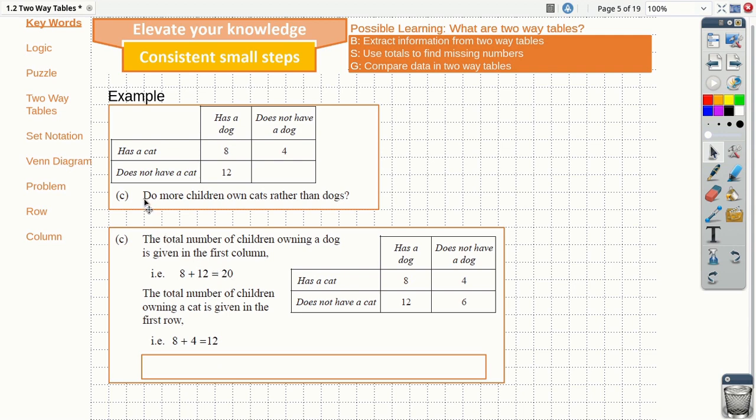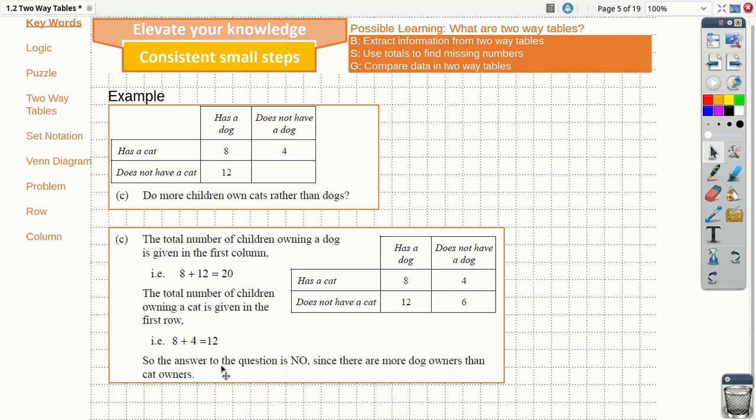So let's just come back and remind ourselves. Do more children own cats rather than dogs? So is this number bigger than this number? Well, 12 is less than 20, so the answer to the question is no. There are more dog owners than cat owners.